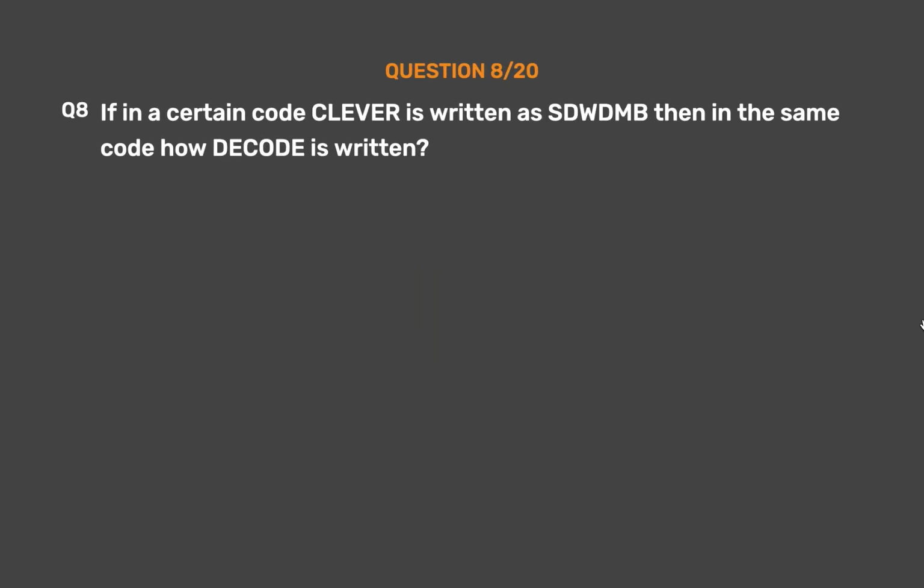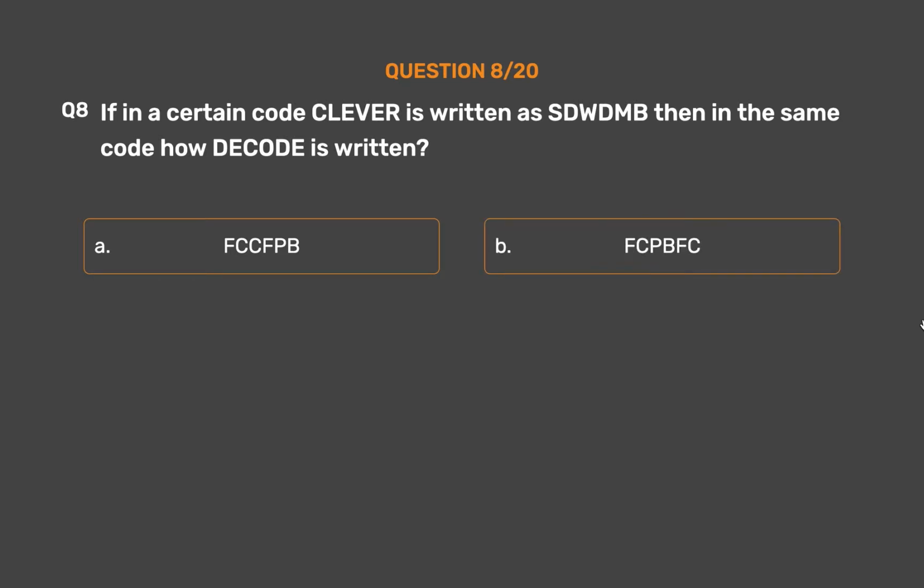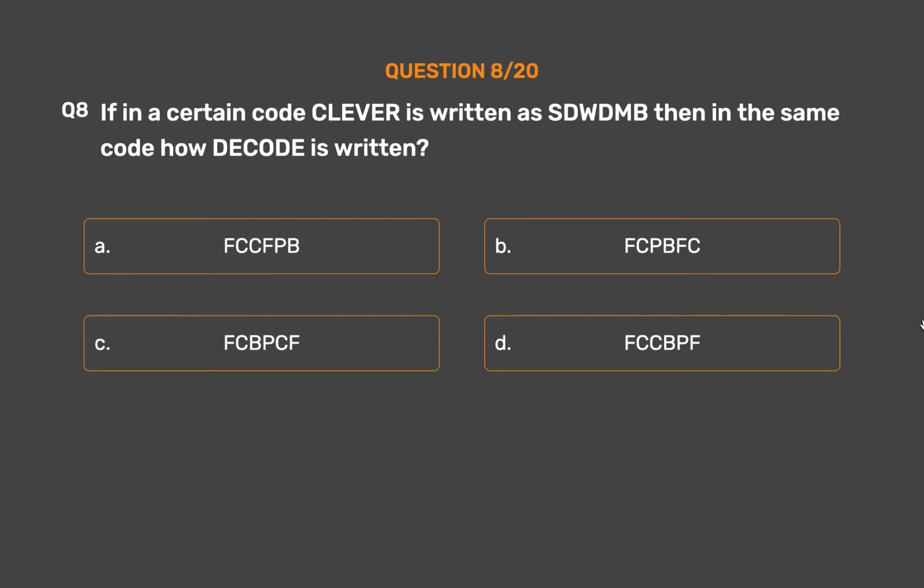Question number 8. If in a certain code clever is written as SDWDMB, then in the same code how decode is written? Option A. FCCFPB. Option B. FCPBFC. Option C. FCBPCF. Option D. FCCBPF. Option E. None of these.